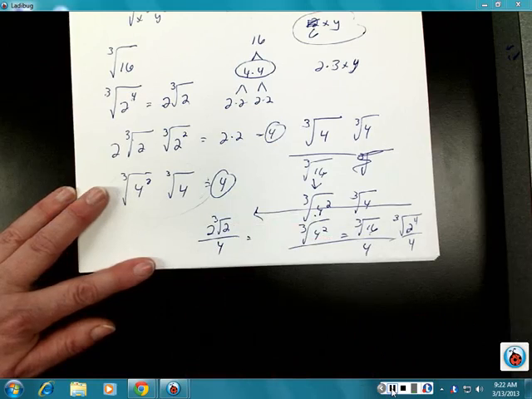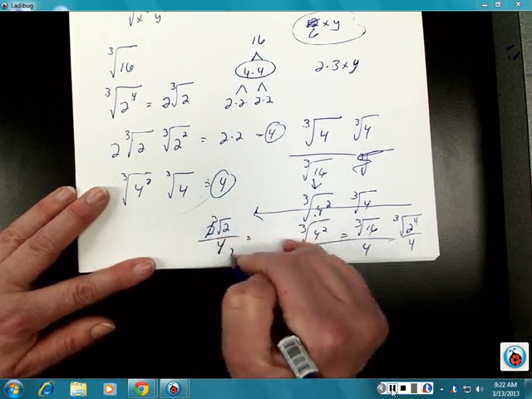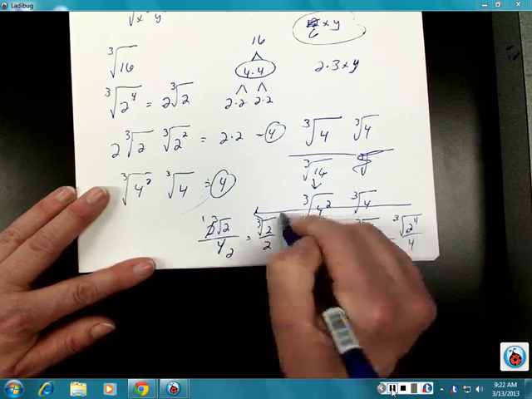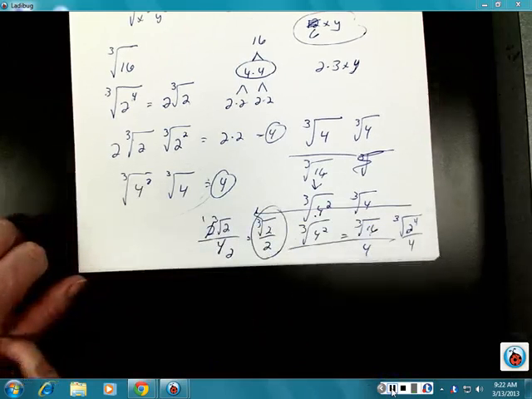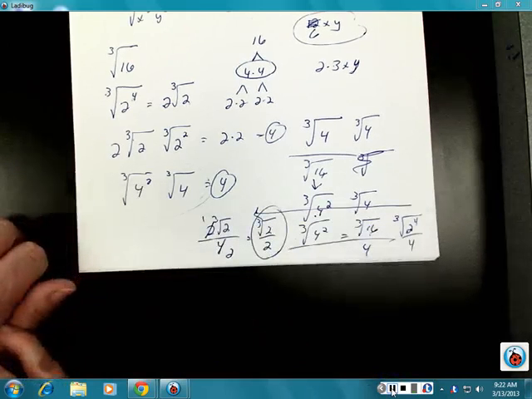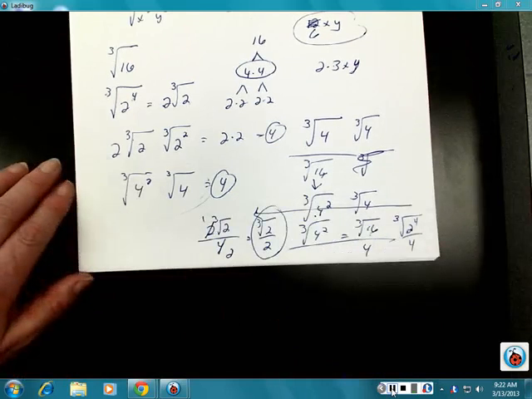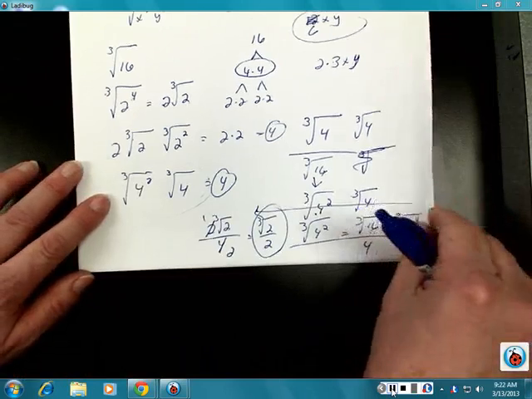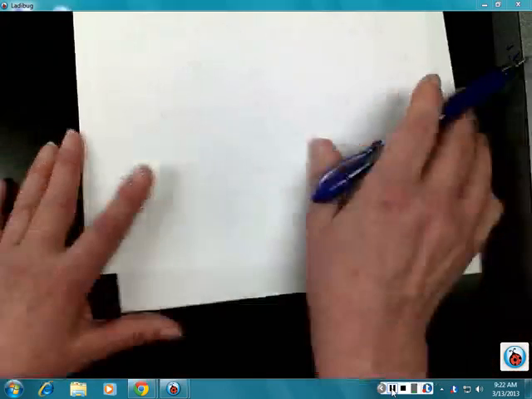Is that simplified all the way it can be simplified to? Yes or no? No, because 2 and 4 will cancel. So really I'm left with the cube root of 2 over 2. And that would be my answer to this one. All right? I know this is kind of all over the place, but we'll get some more of those that aren't all over the place on my sheet. Okay, let's do some more with some cubes.